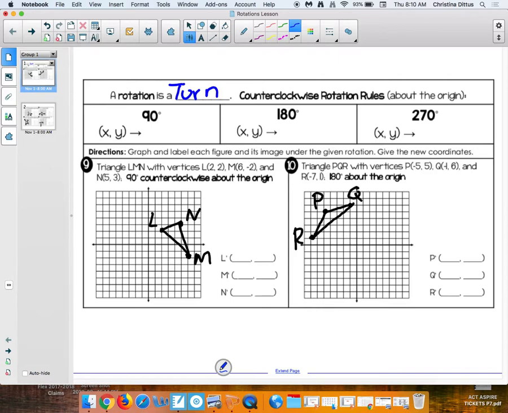When it says counterclockwise, show me with your hands. This way. So clocks go this way, right? Yes. So counterclockwise means it's going this way. Okay? So that means we're going like that. Are you sure?